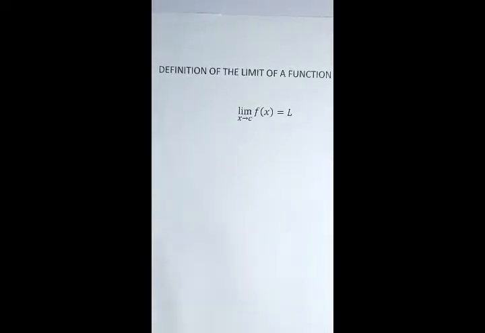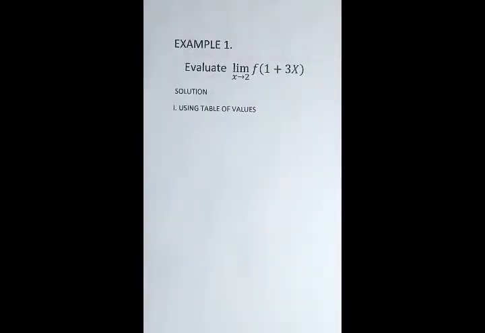Okay, let's have some examples. For our first example, we'll find the limit of the function 1 plus 3x as x approaches 2. And for our first solution, we'll have the solution using a table of values. So what is a table of values? We create a table where the values of x approach 2.